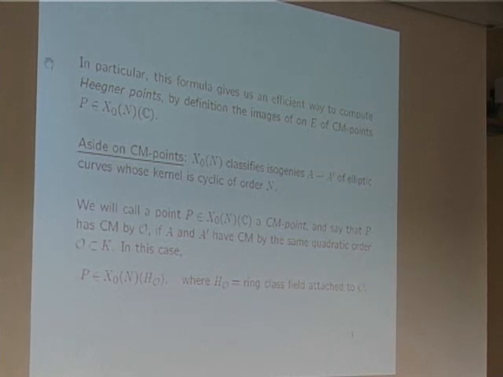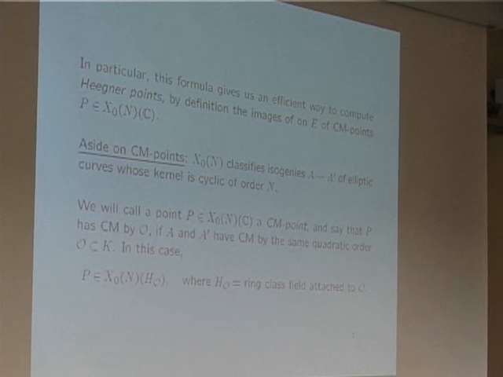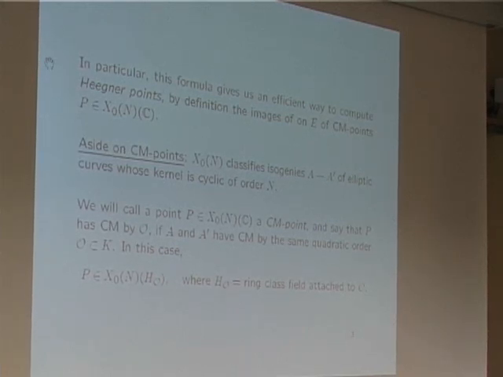These CM points we met yesterday during John's lecture. Let me just briefly recall what they are again. So the modular curve X_0(N) classifies isogenies A to A' of elliptic curves whose kernel is cyclic of order N. And we'll call a complex point P on X_0(N) a CM point, and we'll say that P has CM by a quadratic order O if both A and A' have CM by this same quadratic order O. And let's just always let K denote the fraction field of this order O.